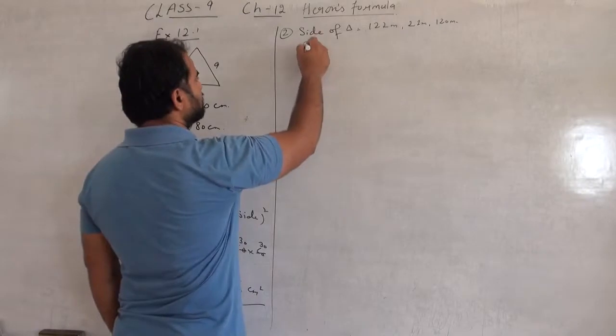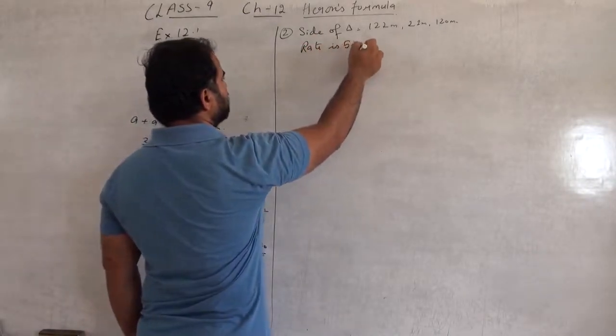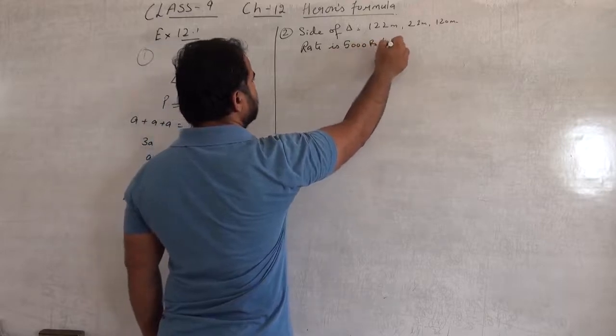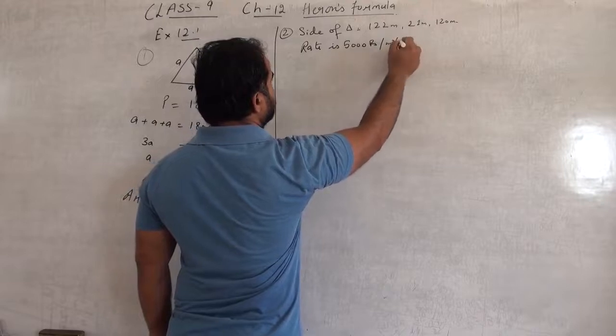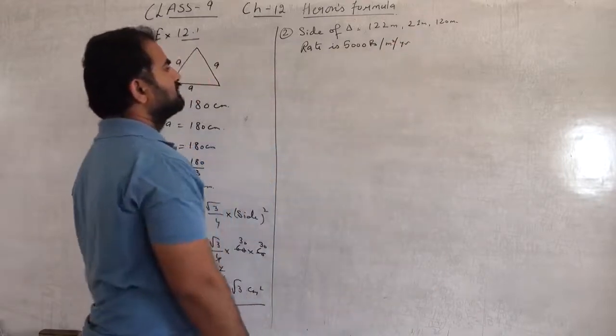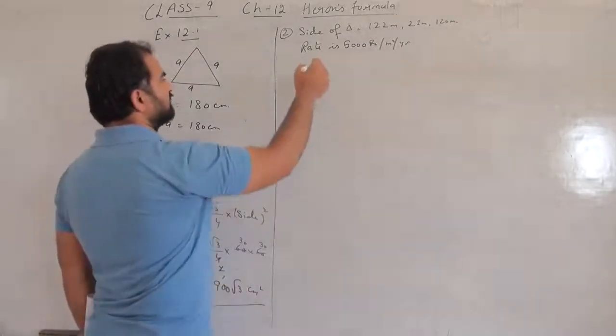Rate is 5000 rupees per meter square per year. So what we have to do? We have to find the rent for 3 months.